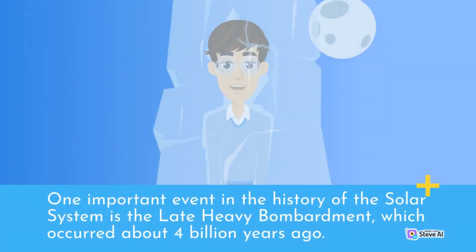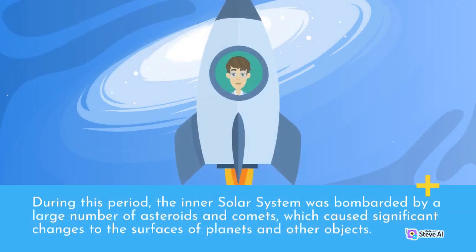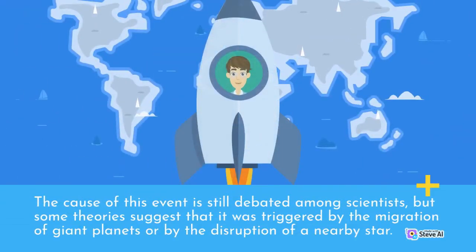One important event in the history of the solar system is the Late Heavy Bombardment, which occurred about 4 billion years ago. During this period, the inner solar system was bombarded by a large number of asteroids and comets, which caused significant changes to the surfaces of planets and other objects. The cause of this event is still debated among scientists, but some theories suggest that it was triggered by the migration of giant planets or by the disruption of a nearby star.